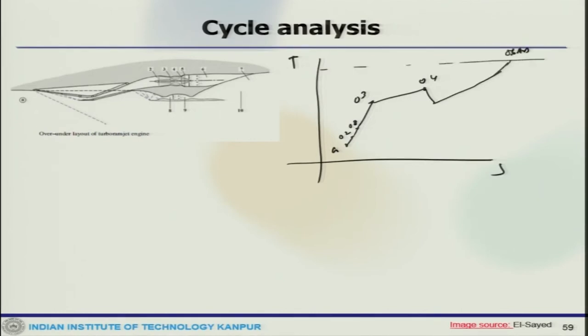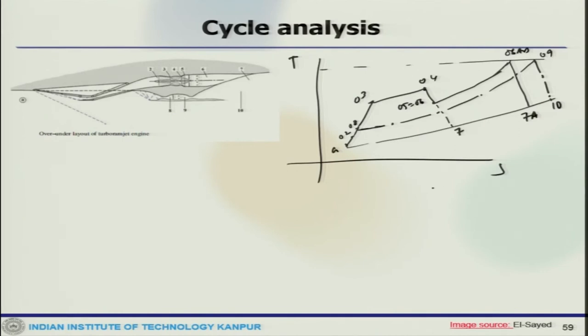So, 06 AB, this is 05 06, and this is again like 05 06, so this will come 7 AB, so this is 10, this is 09, and this is 7. So, again same thing. So, solid line is turbojet AB on, dot is turbojet AB off, this is ramjet operation.